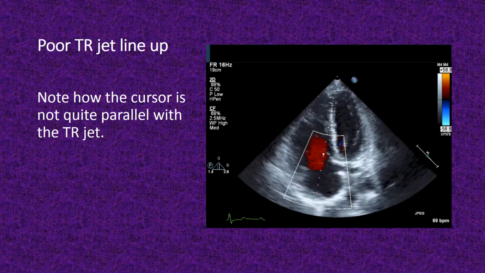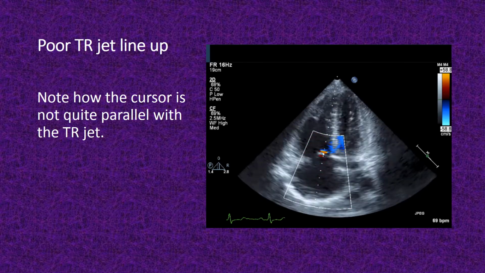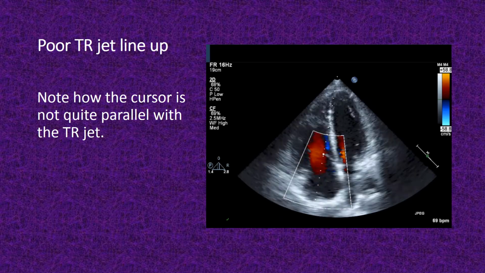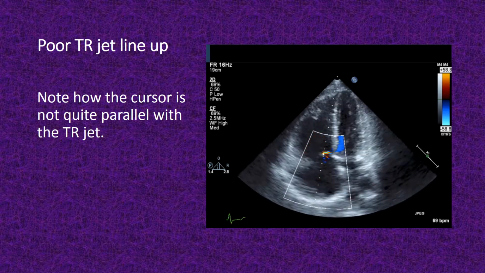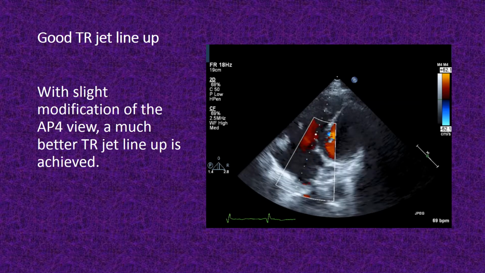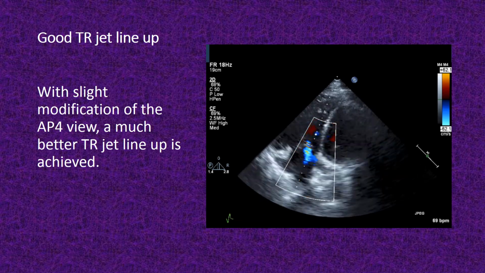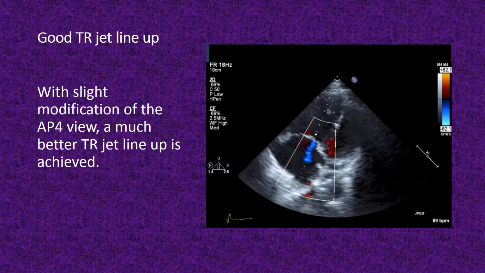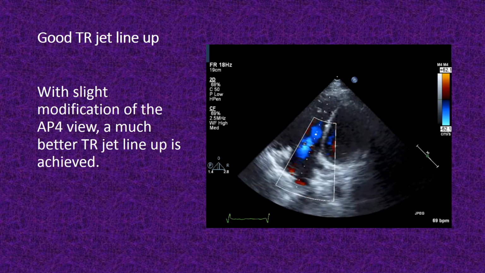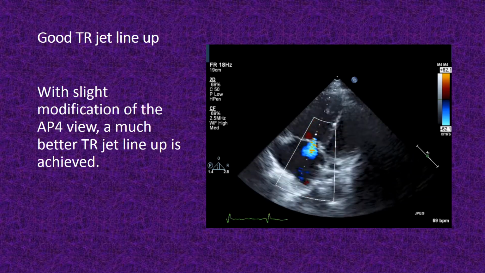This is a poor TR jet lineup. Note how the cursor is not quite parallel with the TR jet. This is a good TR jet lineup. With slight modification of the AP4 view to the RV modified AP4 chamber view, a much better TR jet lineup is achieved.